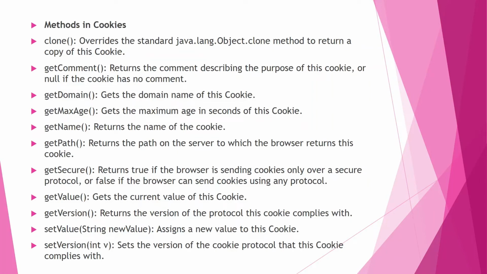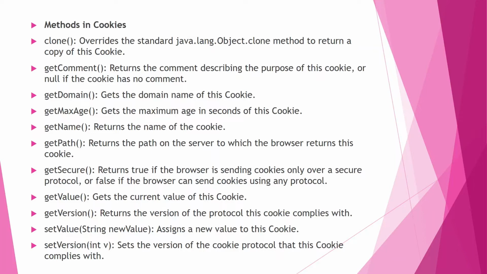Methods in cookies: clone, get comment, get domain, get max age, get name, get path, get secure, get value, get version, set value, set version, like that. So let me discuss one by one. Clone method: overrides the standard Java language object clone method to return a copy of this cookie. Get comment: returns the comment describing the purpose of this cookie or null if the cookie has no comment.